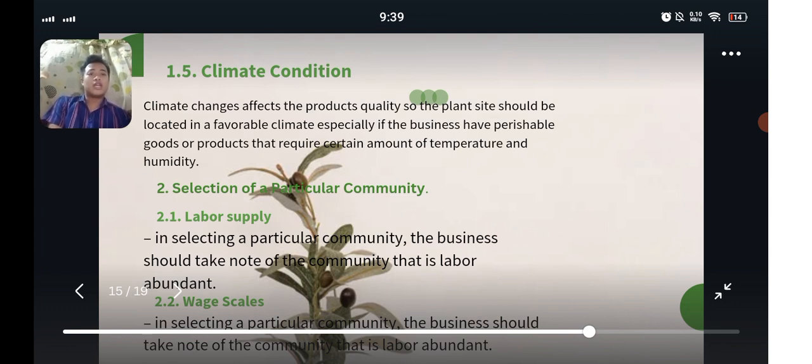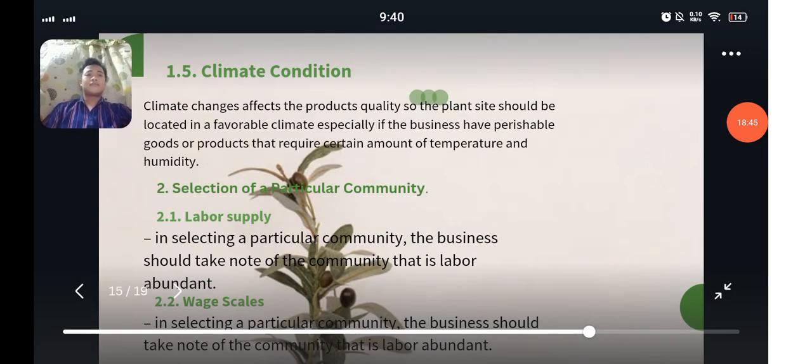Then, wage scale. In selecting a particular community, the business should take note of the community that is labor abundant. One of the most significant factors affecting a plant location is the pay scale because the labor force is motivated and driven by compensation and salary. A competitive wage and low cost to the company's working capital will result in a respectable profit for the enterprise.